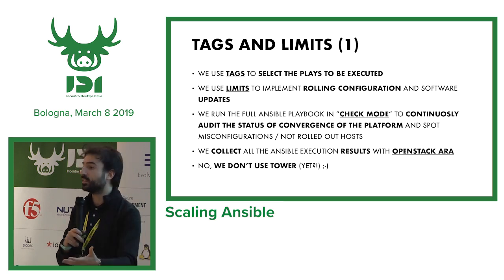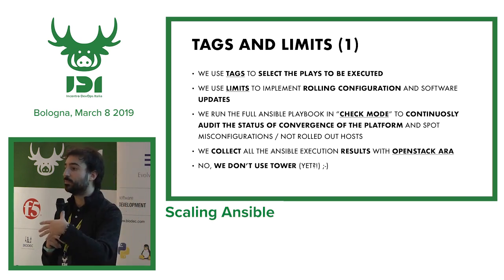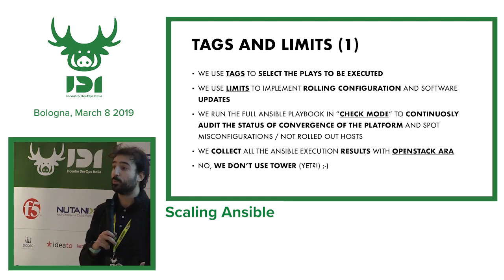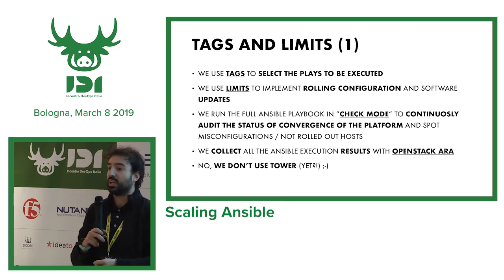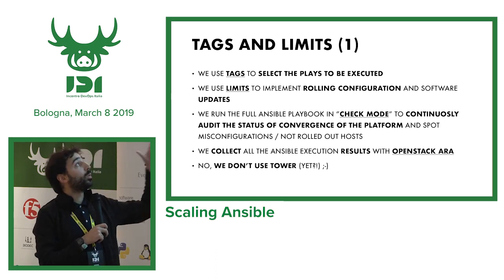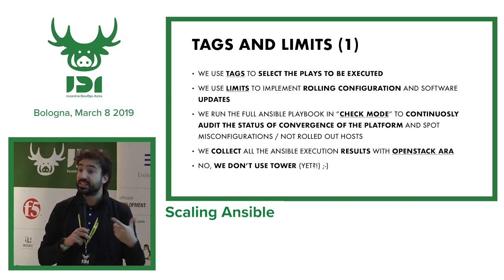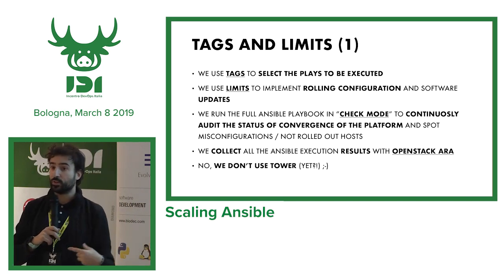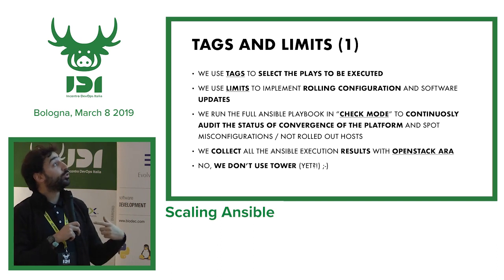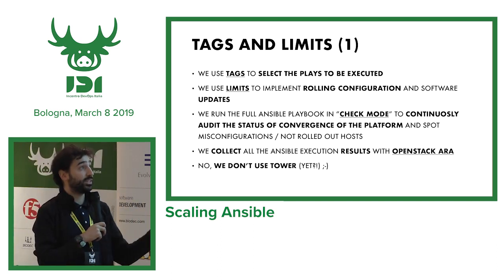Specifically, if you have other teams that are operating your automation, they might forget about one tag, they might forget about something. So for us, it was important to improve the check mode execution because it allowed us to spot misconfiguration early. But use tags to select the play, for instance, the part of the configuration to be executed. Use limit to do, for instance, incremental rollout of things. These are all things we do.